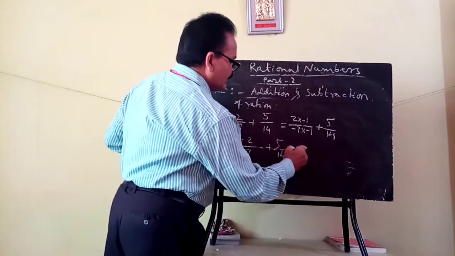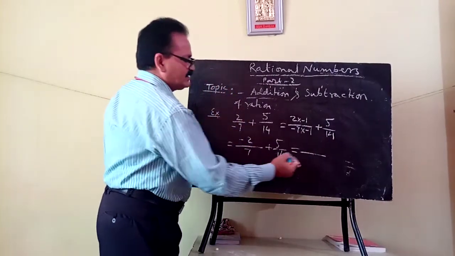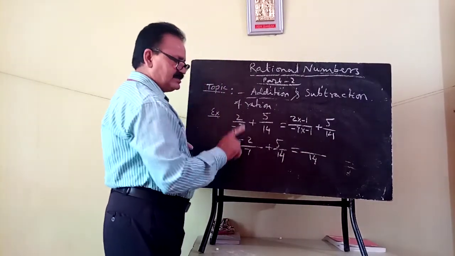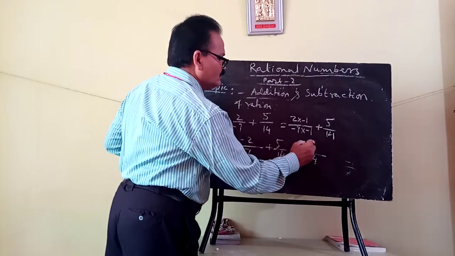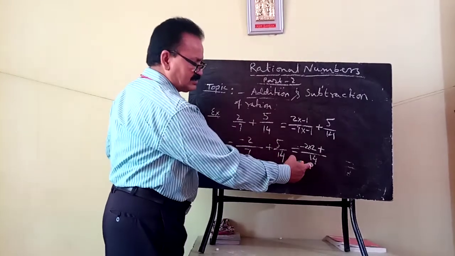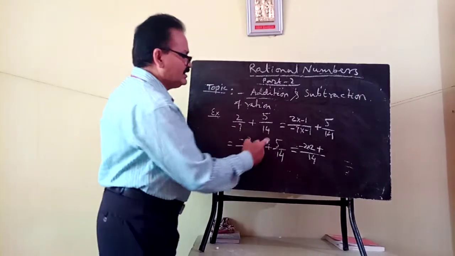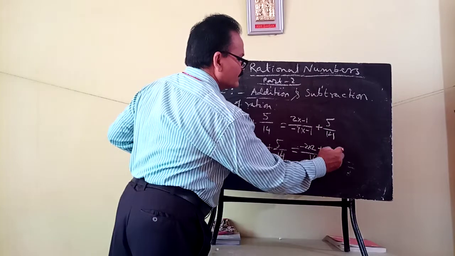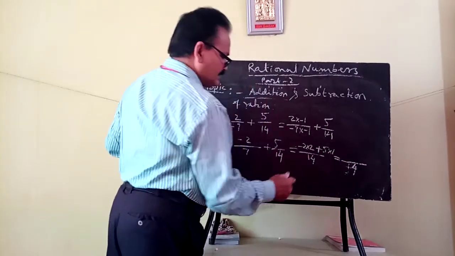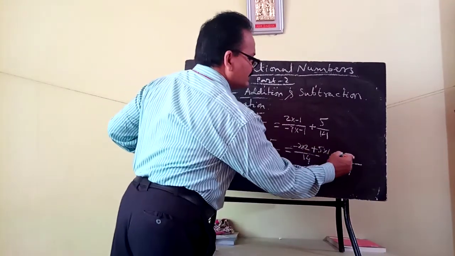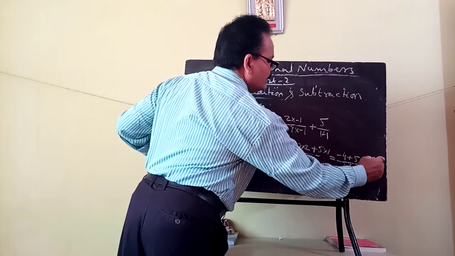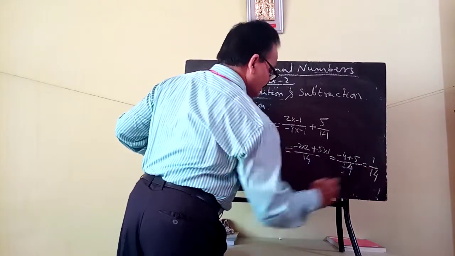After that you find out the LCM. LCM of 7 and 14 is 14. Dividing 14 by 7 gives 2, then -2 into 2, then again put a plus sign. 14 divided by 14 gives quotient 1, so 5 into 1, over 14. After simplification, this is -4 plus 5. You have got 1/14 as your answer.